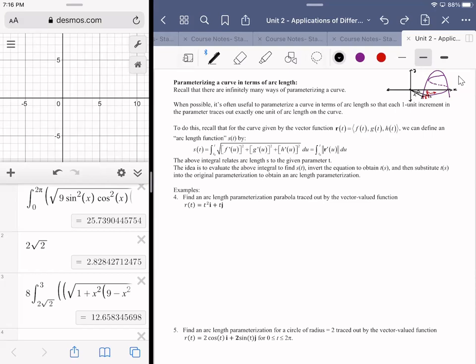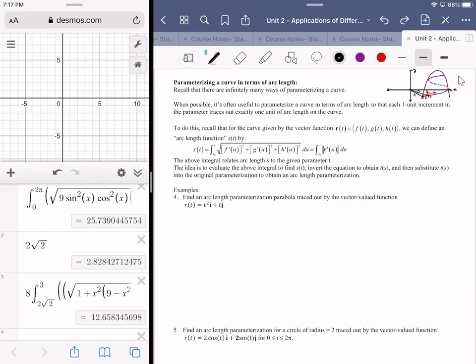So to do this, recall again, it's the vector value function f of t, g of t, h of t that we define the arc length function, but now we're defining it in terms of some function u. So we're allowing for a function within a function. There's a chain rule element going on here, and I can illustrate that pretty quickly.